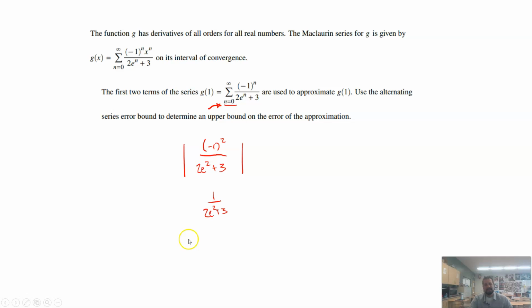Hopefully all of those made sense. Again, there were a couple of things that are a little bit different, but a fairly straightforward problem if you knew what it was asking you to do.